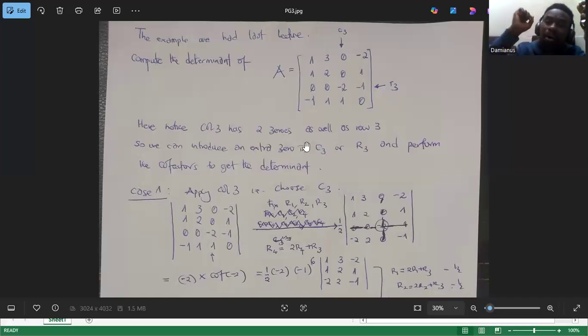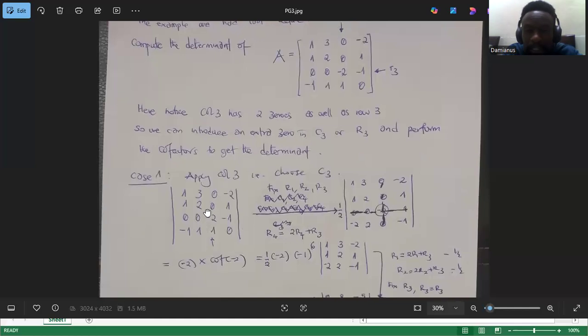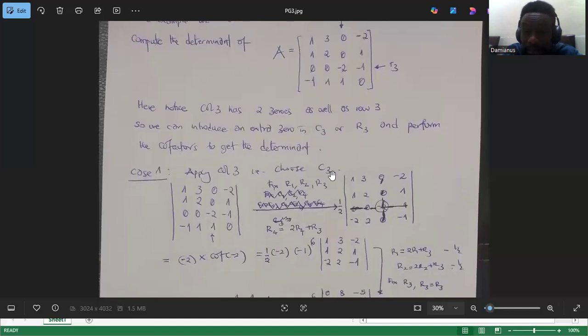All right? But now we have extra tools because we have the expertise: we can actually introduce zeros and somehow keep our determinant as we want it to be, all right? So here we have already noticed that. So now what I choose to do is I will do both cases. I will get the determinant along column 3, and that will be case 1. So I choose column 3 to find my determinant.